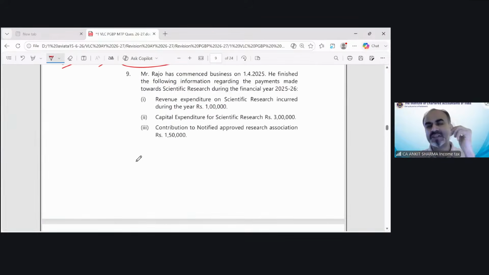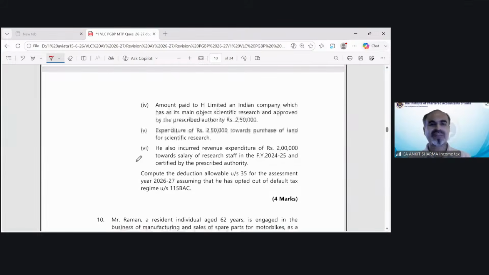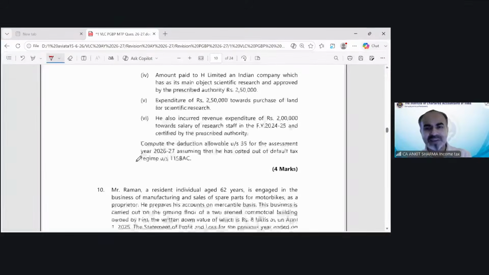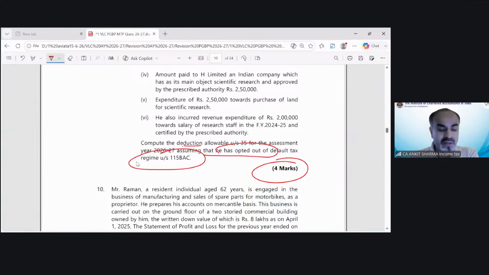Of course, if there is a scientific research question, I do believe in more than 90% of cases, it would be for the optional tax regime. Because in case of default tax regime, only one expenditure you need to allow, and that is for in-house scientific research. So if it is a 4 marks question, it has to be under optional tax regime. So you can see this is under optional tax regime. We are going to solve it.